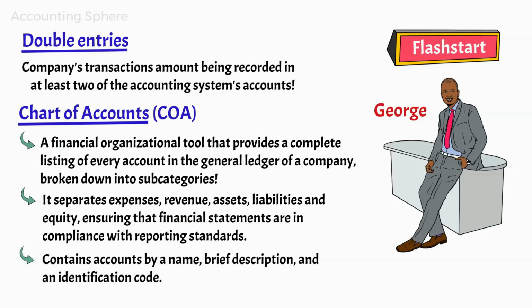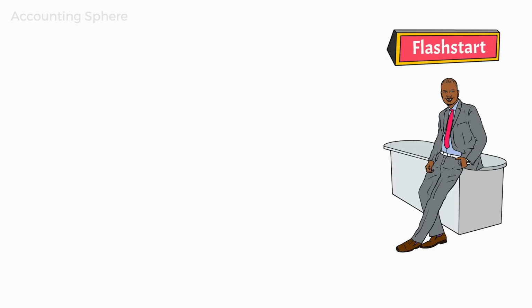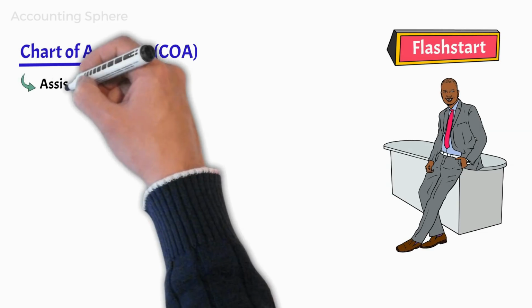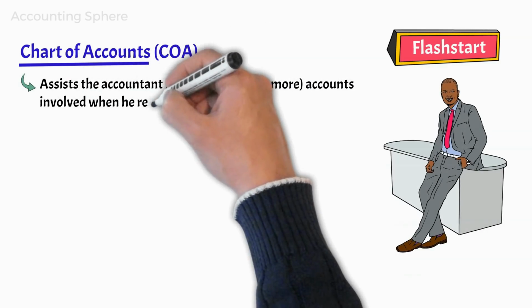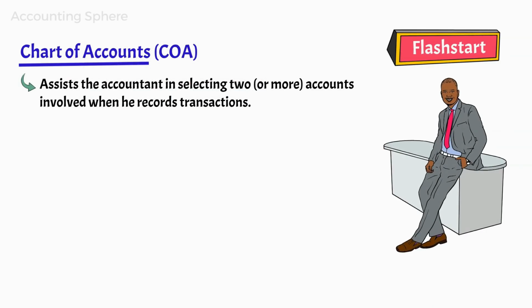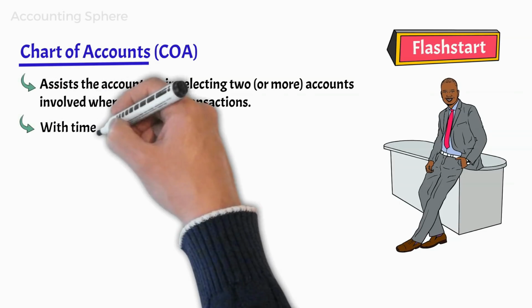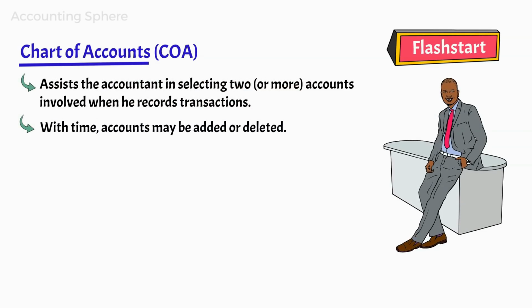As a side note, when you use an accounting software, sample charts of accounts for various sorts of businesses are frequently included. The chart of accounts will assist the accountant in selecting two or more accounts involved when he records his transactions. As time progresses, he may discover that he must expand his chart of accounts, or delete account names that are no longer in use. Here's some sample accounts that will probably be included on his chart of accounts.